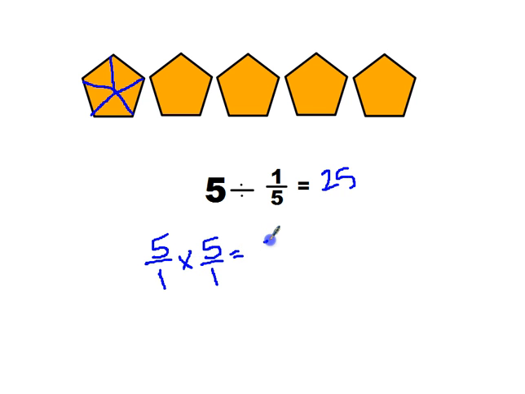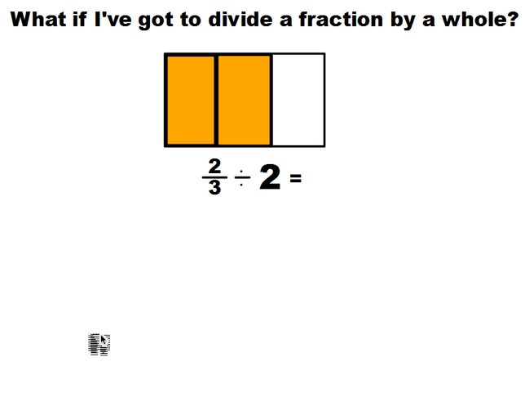5 times 5 is 25. 1 times 1 is 1. 25 over 1 is the same as 25. Our answer is 25 both times. All right, so it seems like we've got that under control.